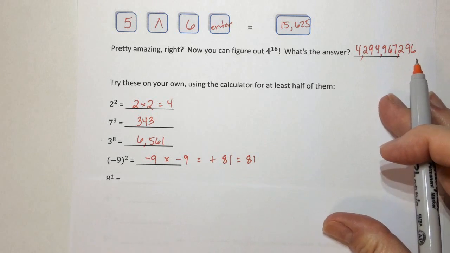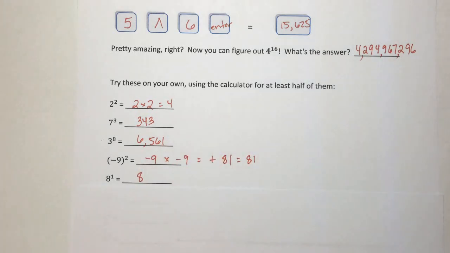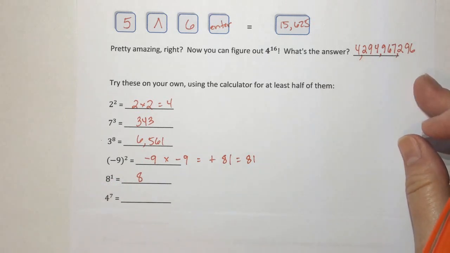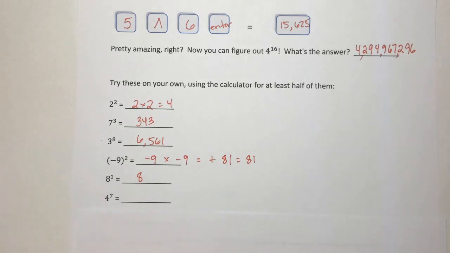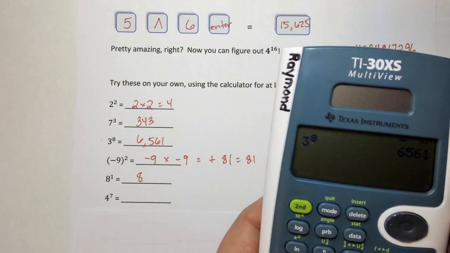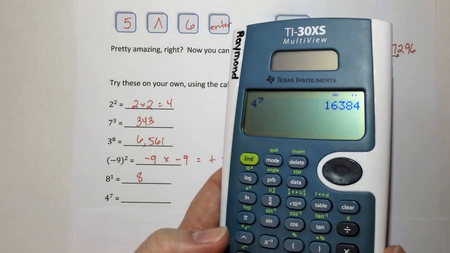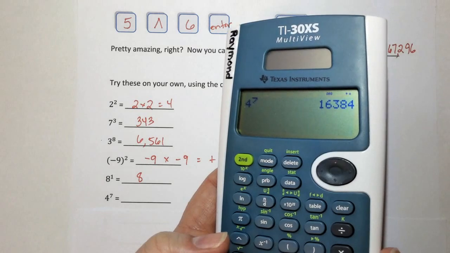All right, the next one says that 8 is being multiplied by itself only 1 time. And there you have it. 8. Any number to the power of 1 will just be that number. If it was 9 to the power of 1, the answer would be 9. So 4 to the power of 7, that's pretty straightforward. Let's just use the calculator for that. 16,384.